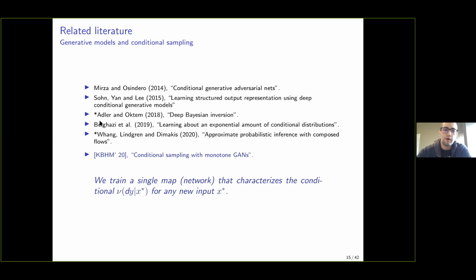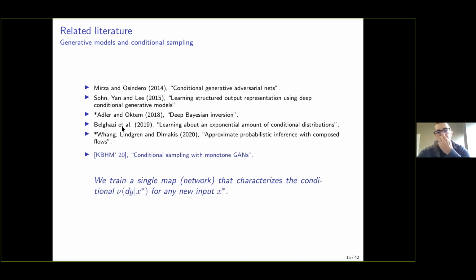There's also the work of Adler and Ockham, which I should note, called deep Bayesian inversion, which is actually very close to what we do. But as far as we understand, we couldn't find theoretical support for what's being done there. I might be wrong, so if anybody knows, they can correct me.